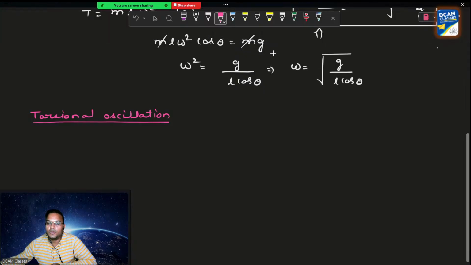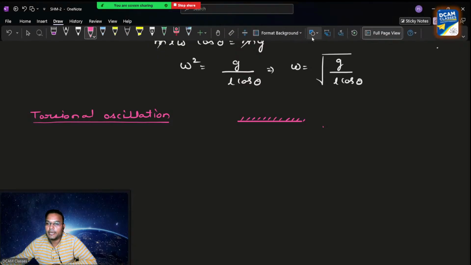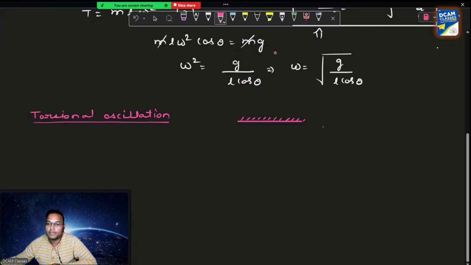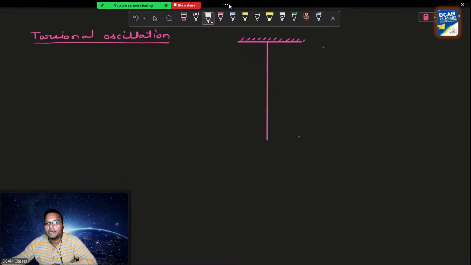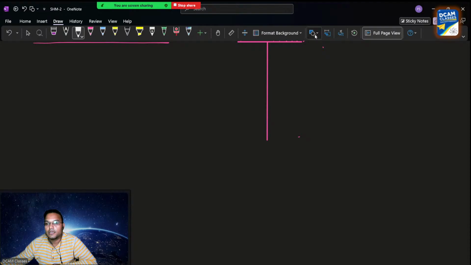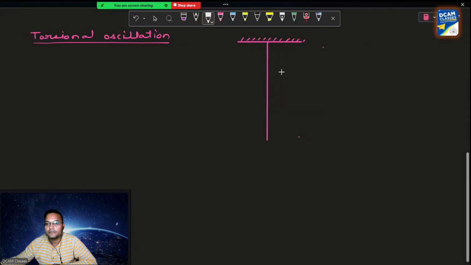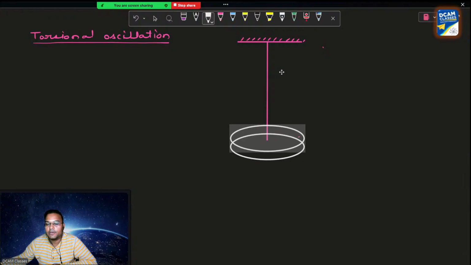You may not have observed this kind of phenomenon in your life, because there were toys during my times on this concept, but nowadays I don't think the toys are there like this, because nowadays most of the toys that I see are actually electronic. They are battery operated, so waste. See, let me tell you what it is.